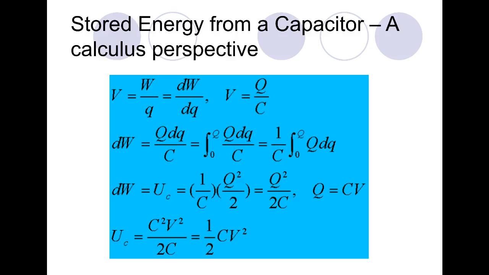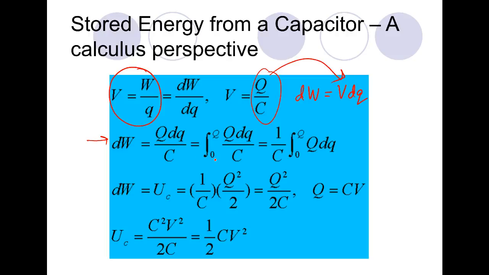Now, we can look at this from a calculus perspective and recognize that voltage, or potential, is work per unit charge, or energy per unit charge. And that's also dW dQ, a little bit of energy for a little bit of charge. Then we recognize that V is equal to Q over C. And if we rearrange this, we have dW is equal to V dQ. So we plug in that V is Q over C here, and we get dW is Q dQ over C.